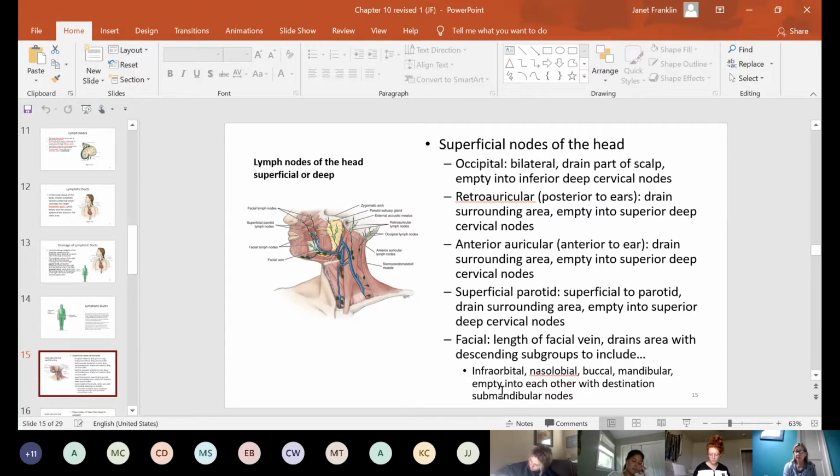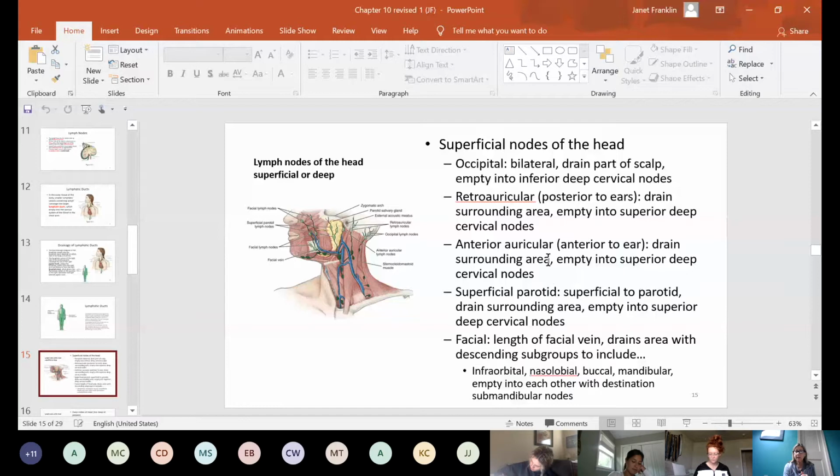I don't get into the details on the questions. It's going to be more broad or basic. You will need to know these superficial node groups. And again, use mnemonics, and draw yourself a little kind of a tree. It shows where they drain.